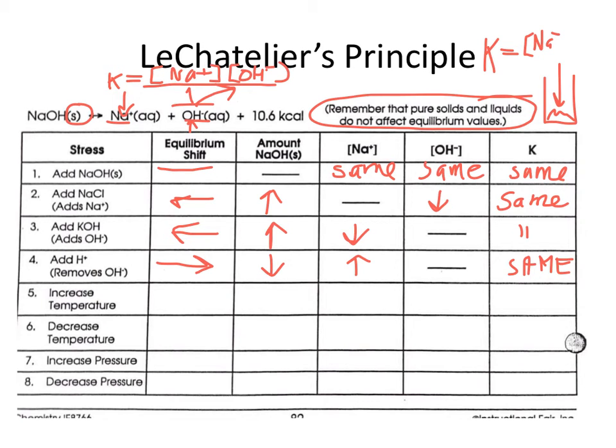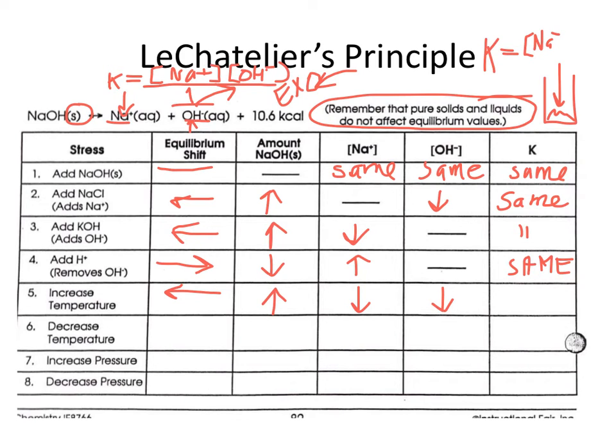Now we have the effect of temperature that we're going to take a look at again here. And what we notice is that this is an exothermic reaction. So increasing temperature is like adding heat. If I add heat to this system, it's going to shift to the left in order to use it. If the system shifts to the left, then it's going to increase the amount of sodium hydroxide, decrease the amount of sodium, decrease the amount of hydroxide.